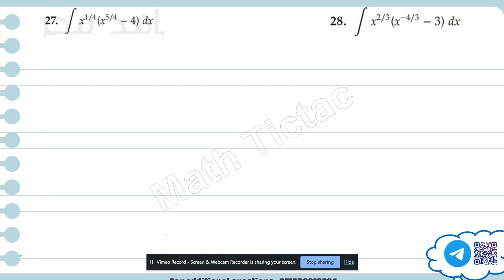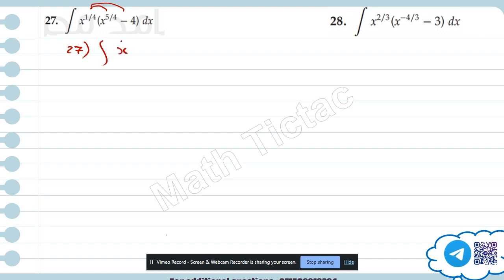Okay, let's move to the last two questions. So question 27. We don't have something in the derivative called product rule for integration. So we have a product of two functions here, x to the power 1 over 4 multiplied by x to the power 5 over 4 minus 4. So we don't have product rule, so we can use the distributive property from the beginning. Then we will see what will happen with this.